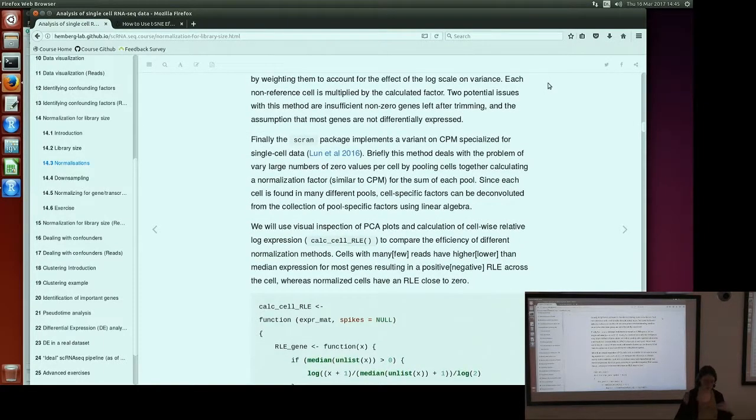So again, because you're trimming the values, you're leaving off the top 30% in most cases. If you have, again, very shallow sequencing of your single cells, you can end up with zeros as your normalization factors using TMM occasionally.